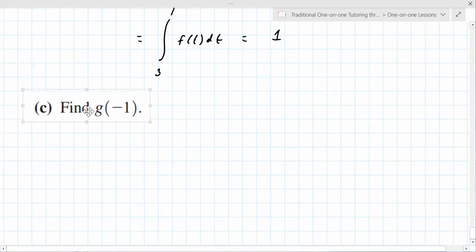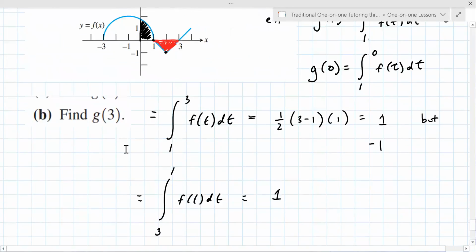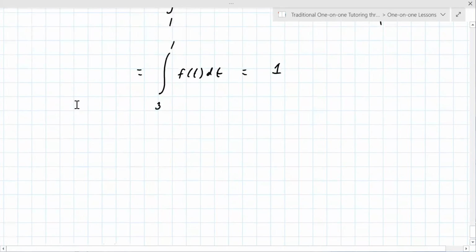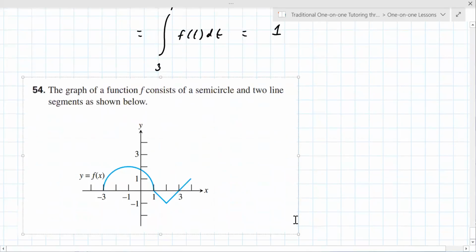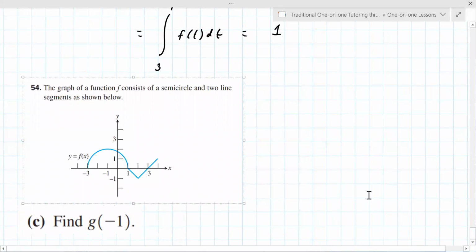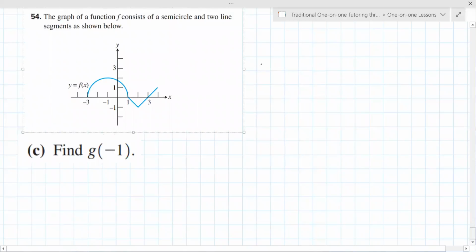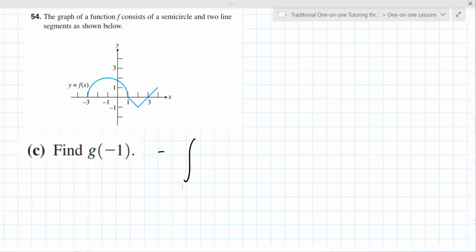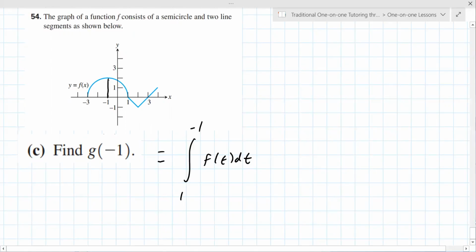So we're gonna find g of -1. I'm actually gonna snip in the graph again. All right, so g of -1 means the integral from 1 to -1 of f of t dt. So again, notice this is going backwards. So that means areas above the x-axis will be negative.